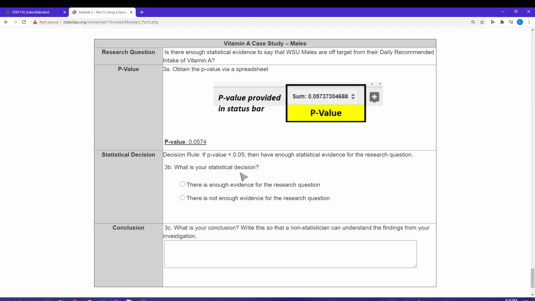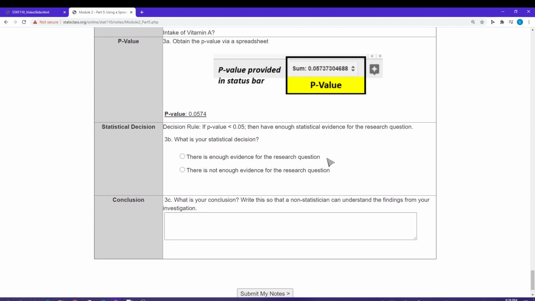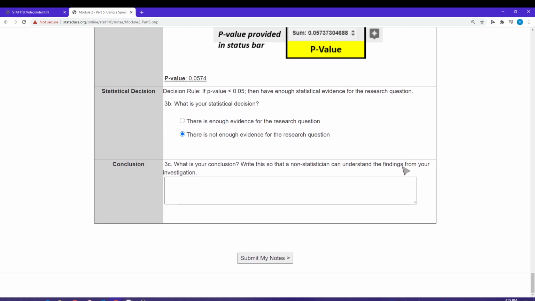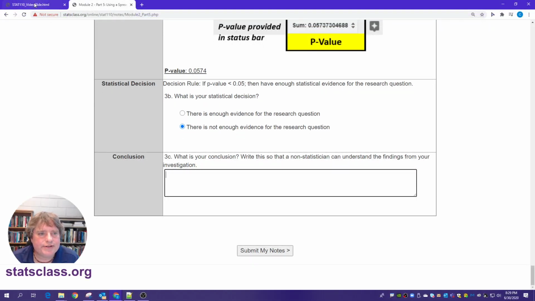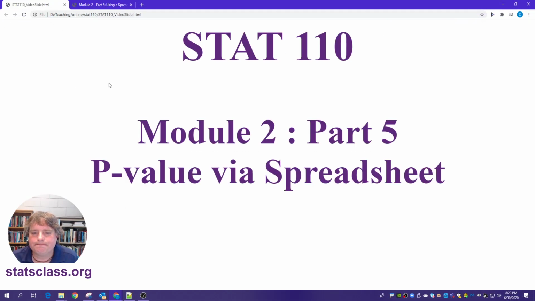Here's some more questions down here. 3B and 3C, just making a decision here. So that does not meet the 5% threshold. So we don't quite have enough evidence. It's close, but we don't quite have enough evidence. I will let you go ahead and write your conclusion in here, and then click Submit, and you can return back and see your answers to see how well you've done.